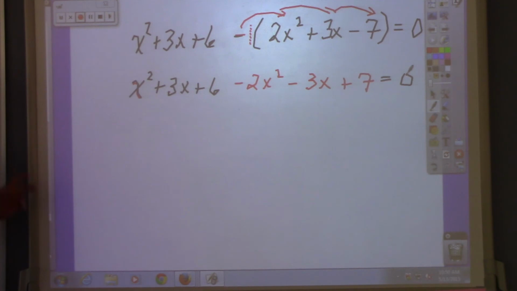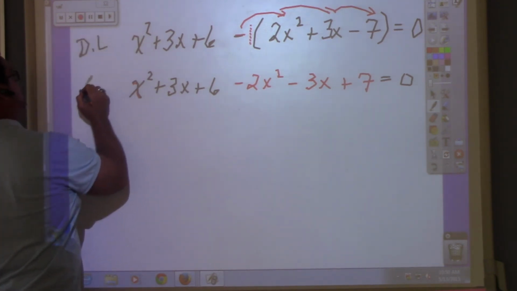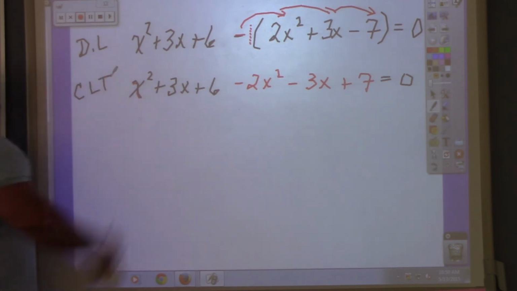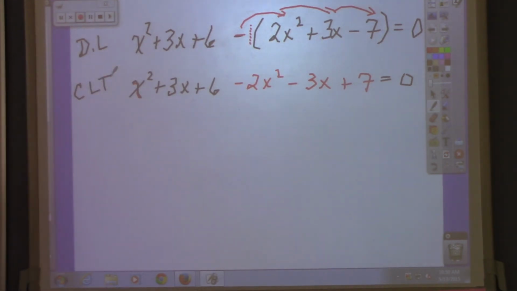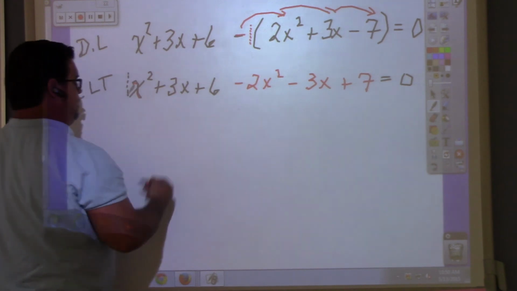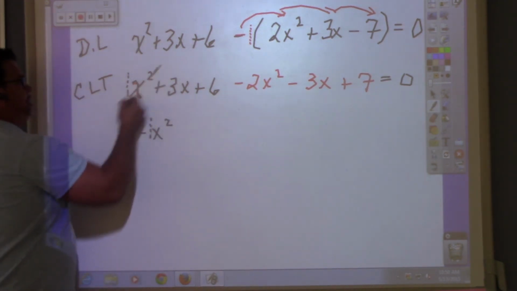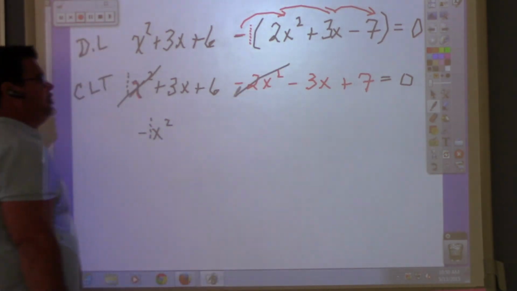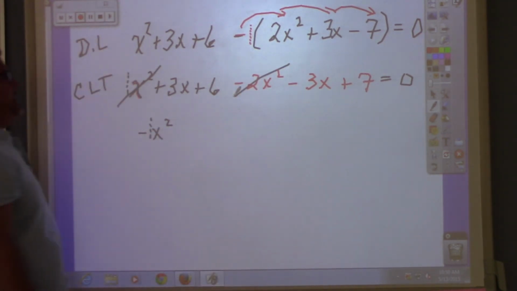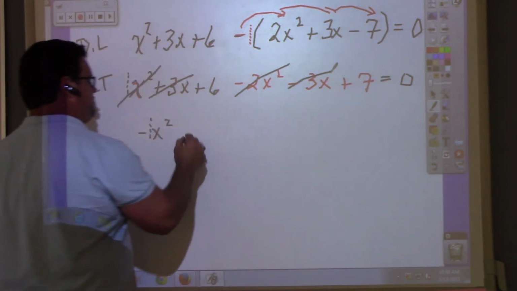Now, usually, after you use the distributive law, what is usually next? Combine like terms. Combine like terms is usually next. Now you combine like terms. What is 1x squared minus 2x squared? Minus 1x squared. 3x minus 3x is 0, it cancels. And 6 plus 7 is? 13.